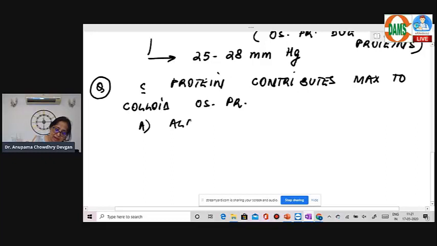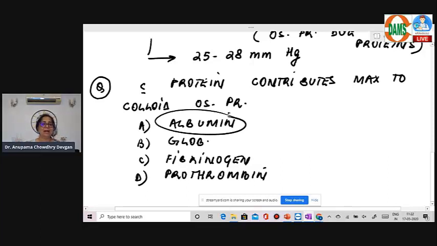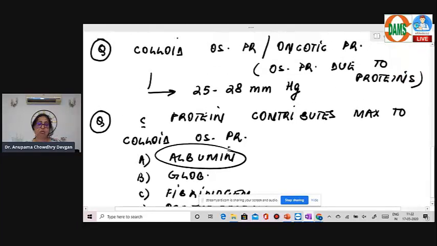Is it going to be albumin, globulin, fibrinogen, prothrombin? So the answer here is albumin. Albumin will contribute the maximum to colloid osmotic pressure because albumin is the most abundant protein, isn't it? So albumin is contributing the maximum to colloid osmotic pressure.